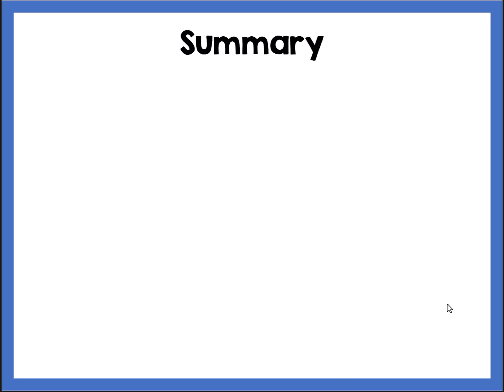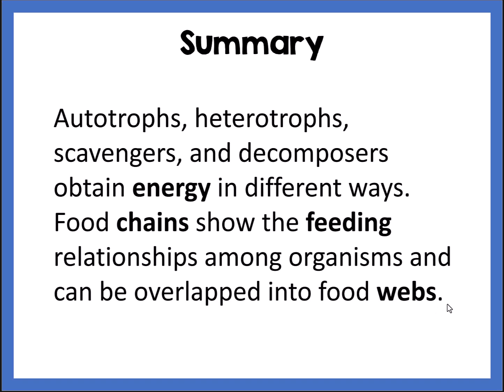So in summary, autotrophs, heterotrophs, scavengers, and decomposers obtain energy in different ways. Food chains show the feeding relationships among organisms and can be overlapped into food webs.